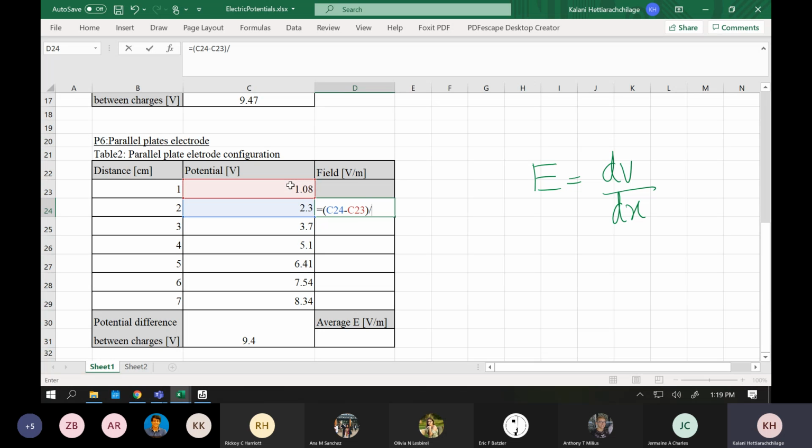1 centimeter. 1 centimeter equals 0.01 meters, right? So we need to convert into meters. Because of that, you're going to type 0.01 in. So that will give you the electric field. This will be one of the double equation, I think W4 or something. But you can calculate it here and use it for your lab report.